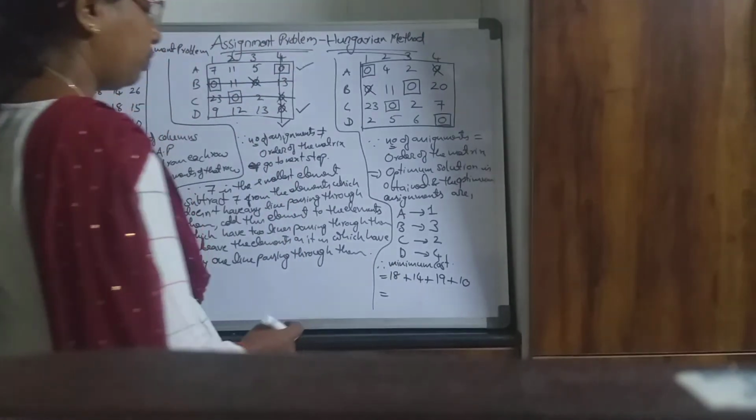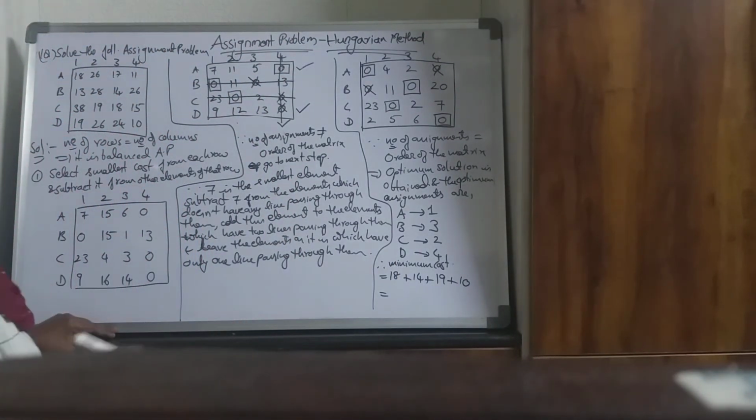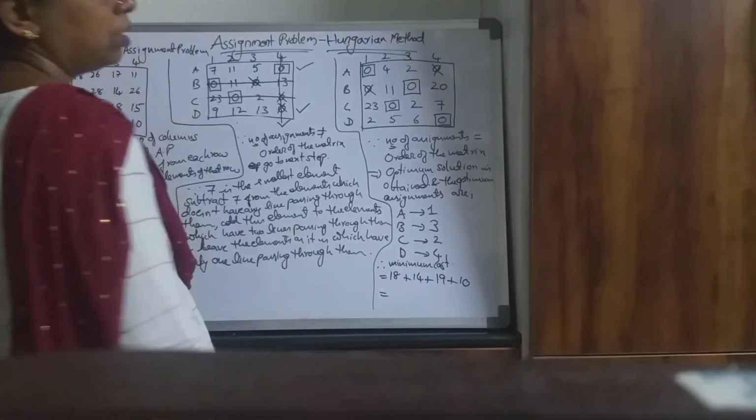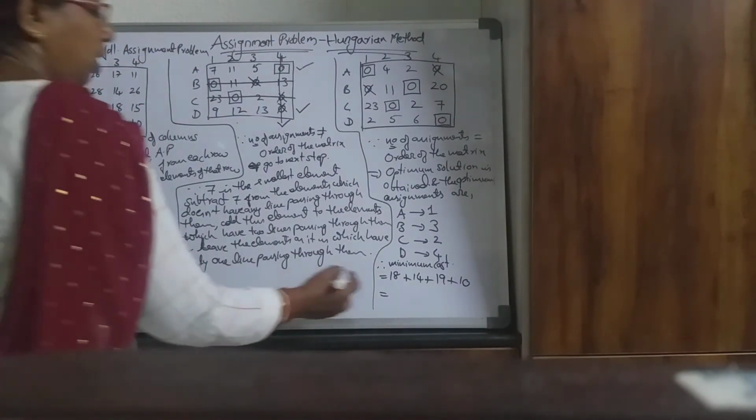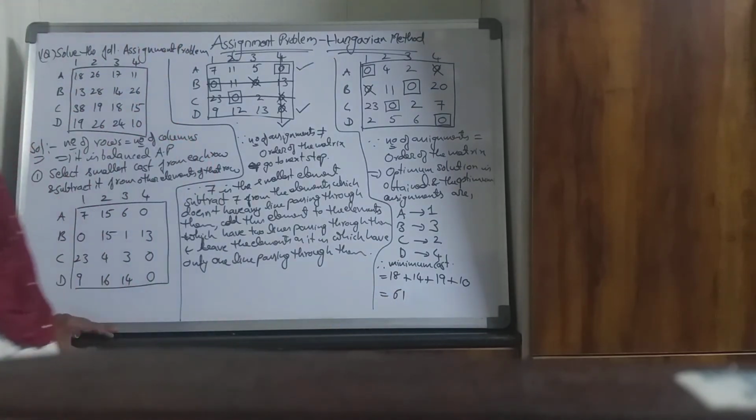So 18 plus 14 will be 32. 32 plus 29 will be 61. So the cost of performing the job is 61. So this is how you have to do an assignment problem. I'll repeat it once.